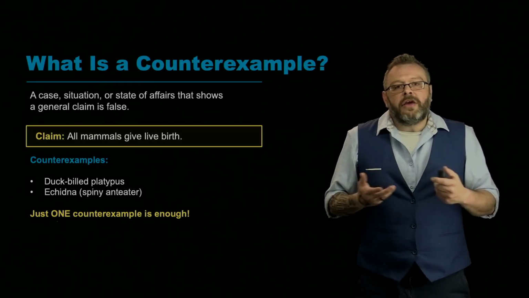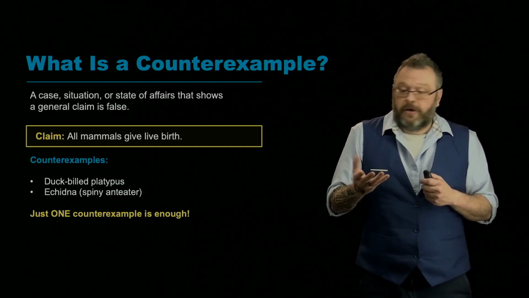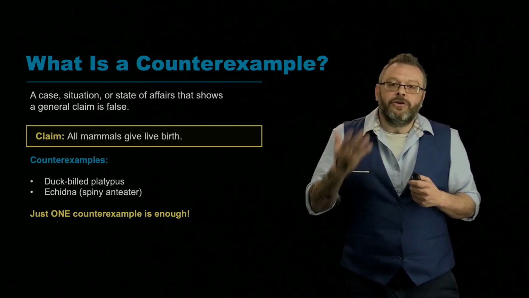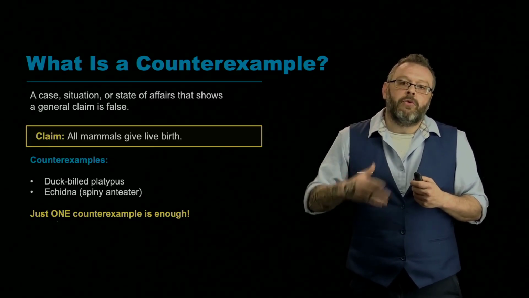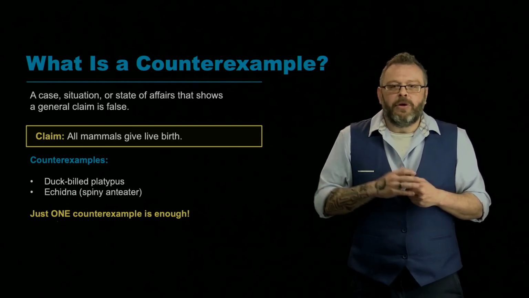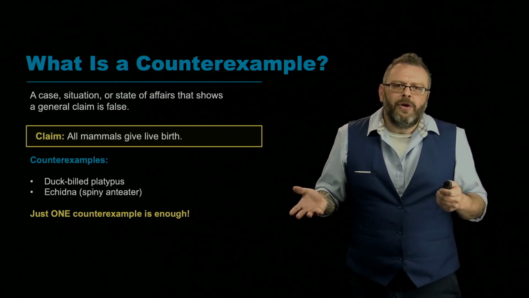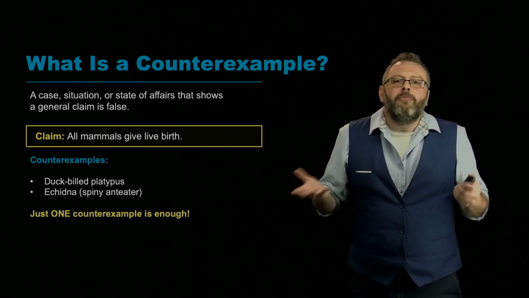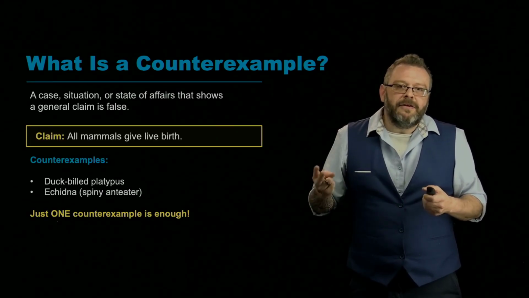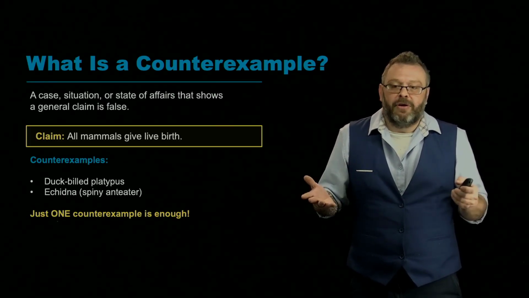So what we're talking about are called counterexamples, and a counterexample is just an example that counters some claim. It's used to show that a general kind of claim is false. Take, for example, the one we have on the slide here, all mammals give live birth. Is that true? Well, no, not all mammals give live birth. There are platypus and echidna and other monotremes that lay eggs. They don't give live birth.